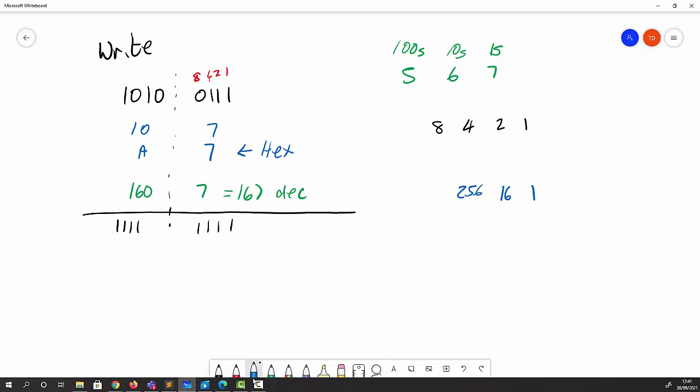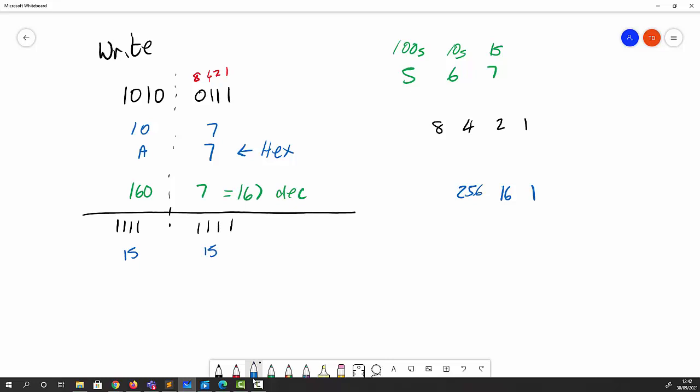8 plus 4 plus 2 plus 1. No, I want 1111 in binary. So what does that equal in decimal? 8 plus 4 plus 2 plus 1. Yeah, okay. What I would do is 8 plus 2 is 10 plus 4 is 14 plus 1 is 15. So in decimal, this will be 15 and this will be 15.